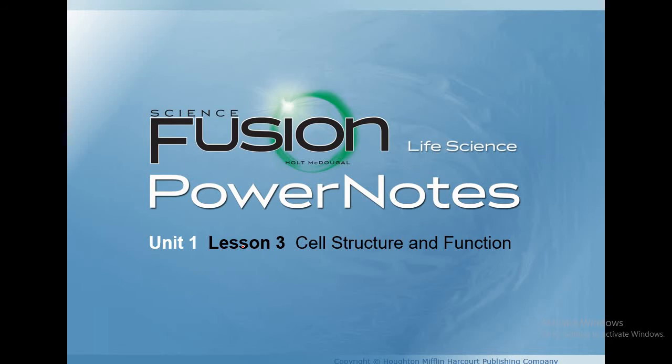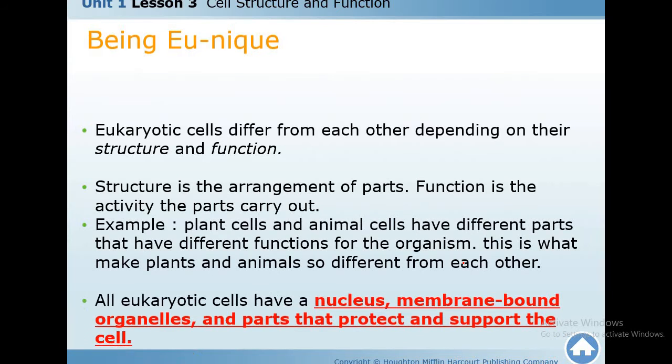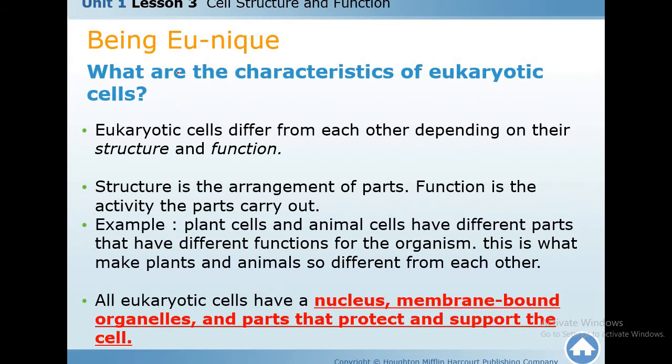Today we are going to talk about cell structure and function. What are the characteristics of eukaryote cell? We have two types of cell, prokaryote and eukaryote. Prokaryote like the cell of bacteria, while eukaryote like human, animals, and plant cell.